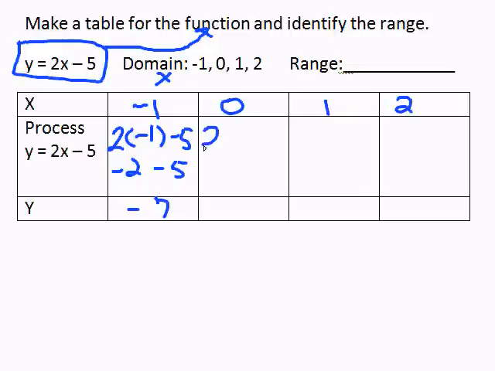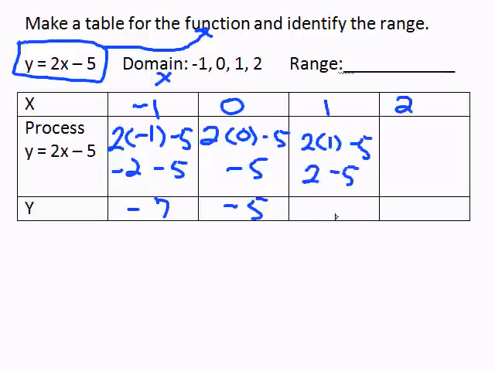Next one. If x is 0, y is 2 times 0 minus 5. 2 times 0 is 0 minus 5 is negative 5. So our y is negative 5 if x is 0. What happens if x is 1? It's 2 times 1 minus 5. 2 times 1 is 2, minus 5 is negative 3.